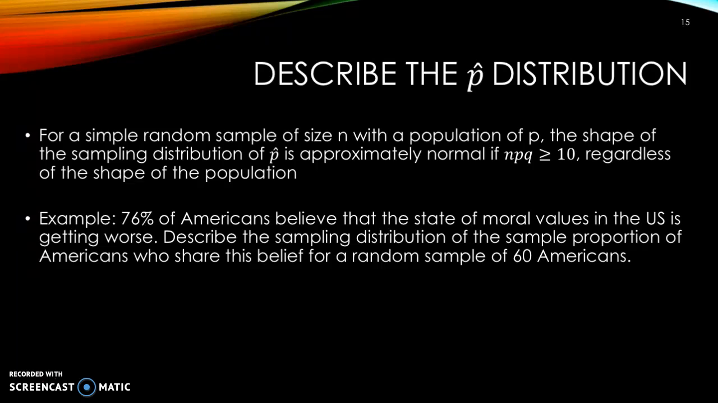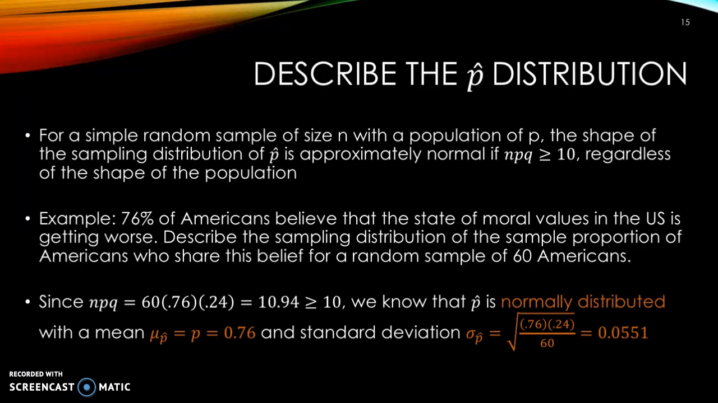So out of that information, that 76% that's given in the beginning, that is our known population proportion of success. So that's our p. That also tells us that the other 24% of the population would fail or not believe that state of moral values is getting worse. So that q value is 0.24, and we have a random sample of 60 Americans, so n is 60. I want to check if I multiply n times p times q, do I get a number greater than or equal to 10? In this case, I get 10.94, which is greater than 10.